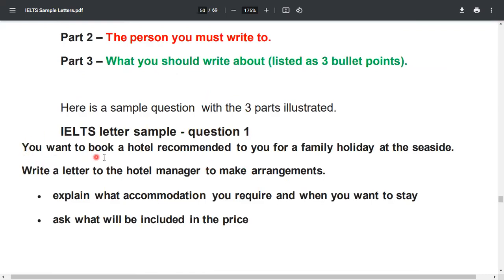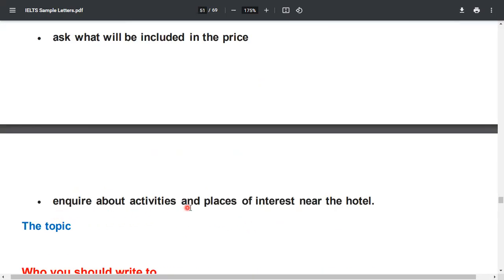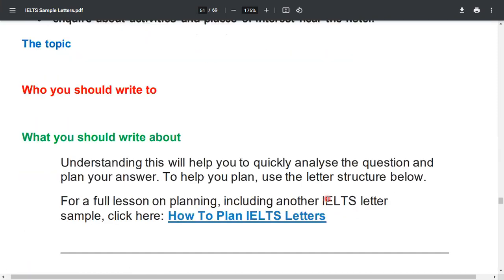We have this one here. You want to book a hotel recommended to you for the family holiday at the seaside. Write a letter to the hotel manager to make arrangements. Explain what accommodation you require and when you want to stay. Ask what will be included in the price, and then inquire about activities and places of interest near the hotel. So it's an arrangement letter, as you can see.